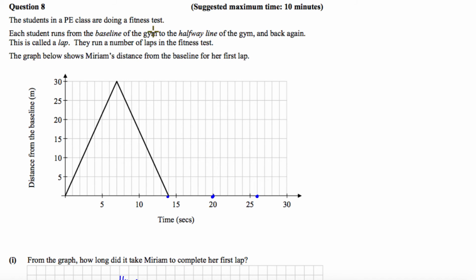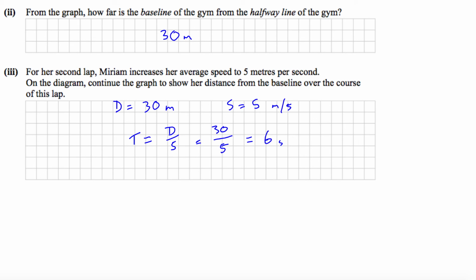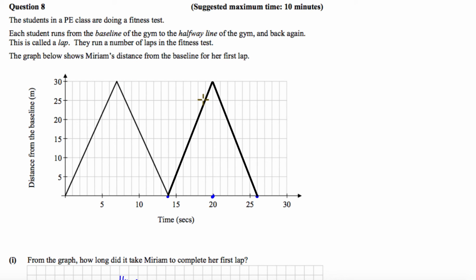So then if we're going to plot her graph for that lap, it's going to start here. She's going to go out and do the first 30 meters in 6 seconds, and then she's going to come back and do the second 30 meters in another 6 seconds. So her graph would look like that. So that's the end of question 8.